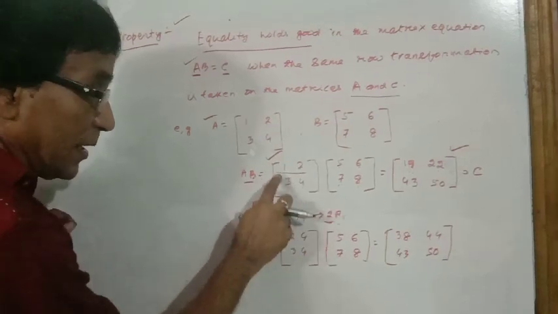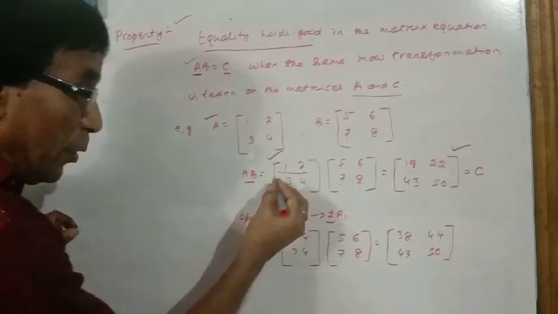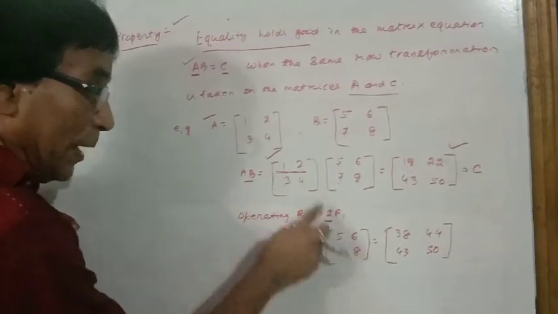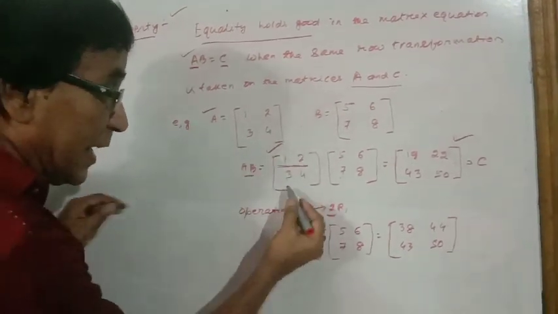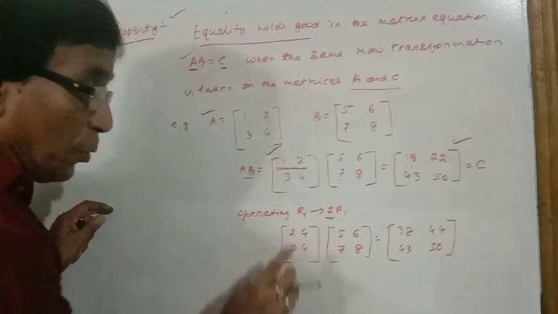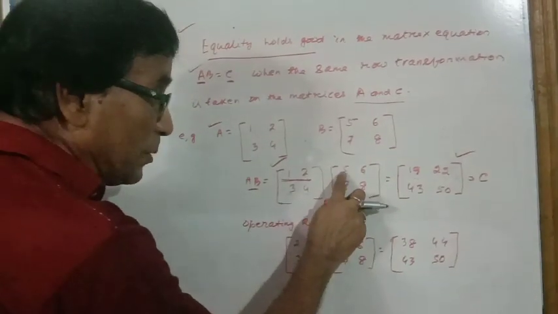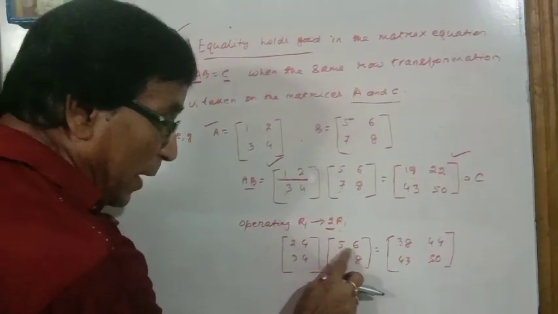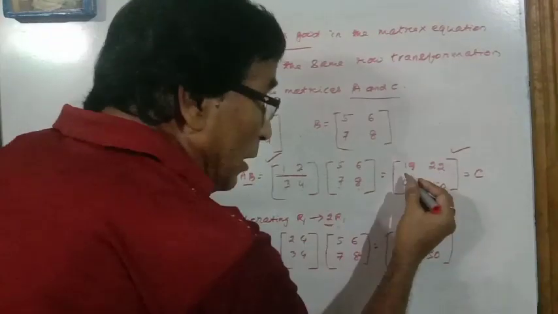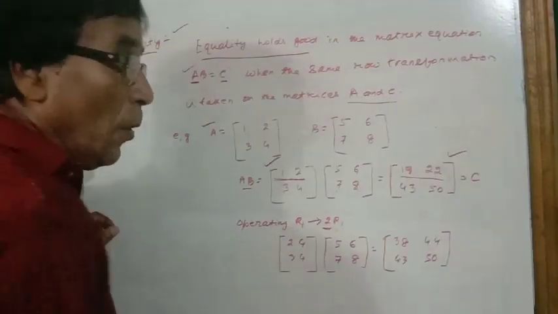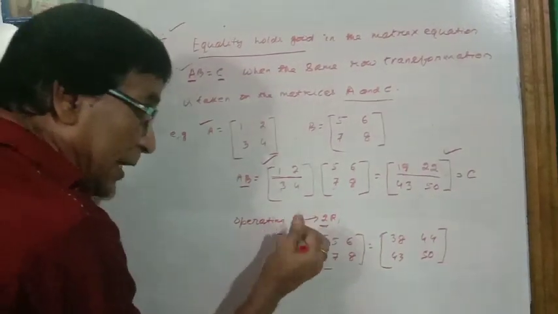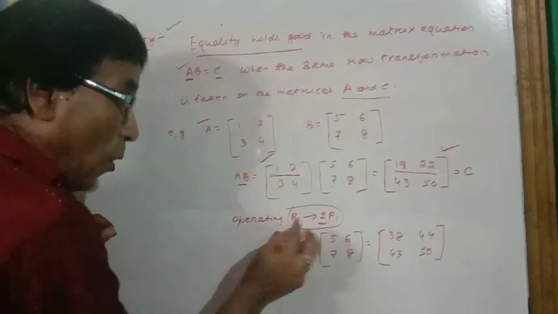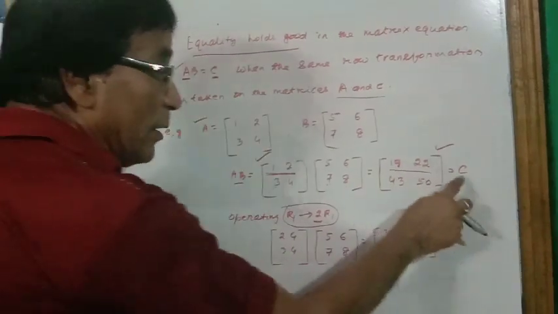So here the A matrix is 1, 2, 3, 4. If we replace R1 by 2 times R1, then it will be 2, 4. And the second row will remain as it is, 3, 4. And here the matrix B will remain unchanged, 5, 6, 7, 8. And here we will multiply the first row of the matrix C by 2. That means the same operation will be taken on the matrix A as well as C.